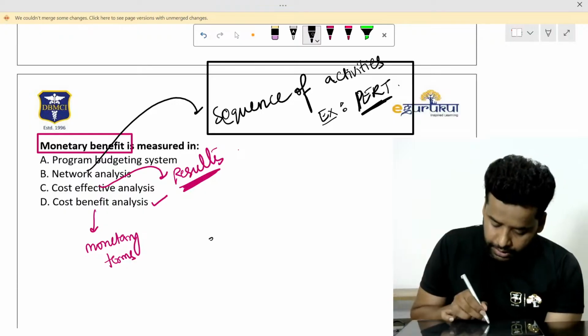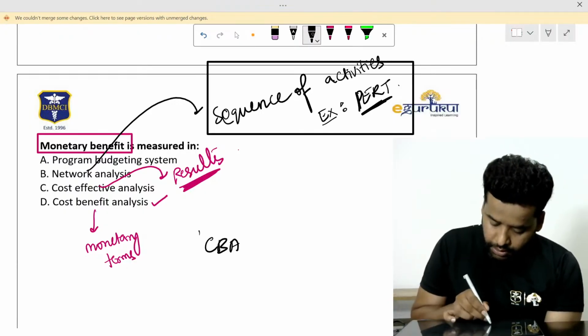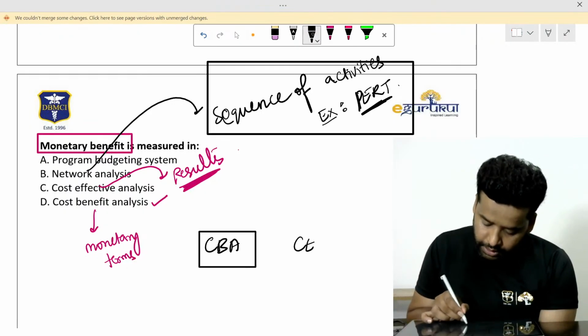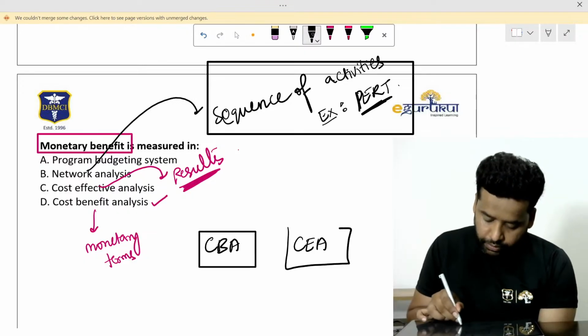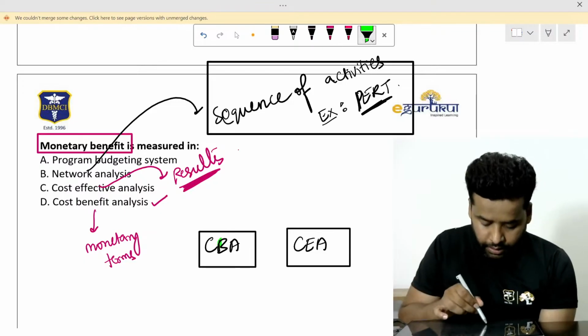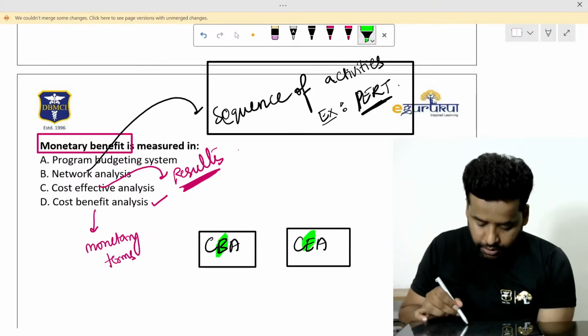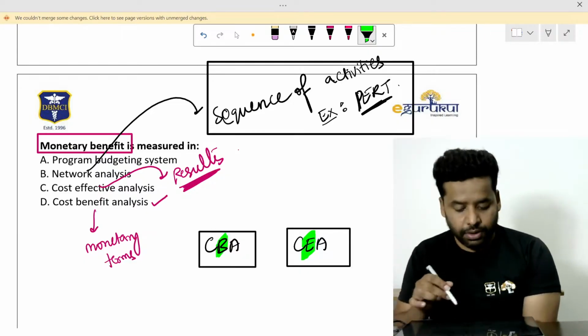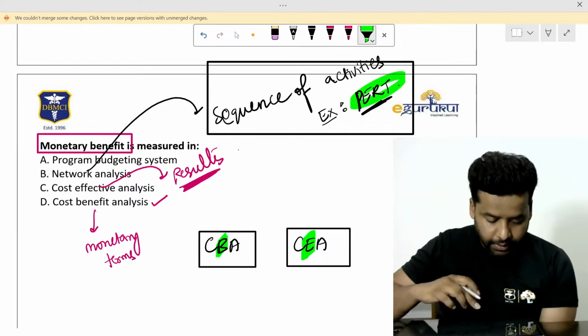Cost benefit analysis, cost effectiveness analysis. It is a slightly easy question, where the output is different. If output is money, then it is cost benefit. If output is results, then it is cost effectiveness analysis.